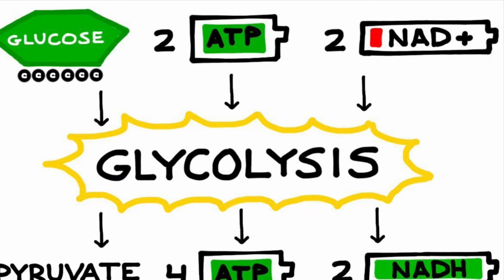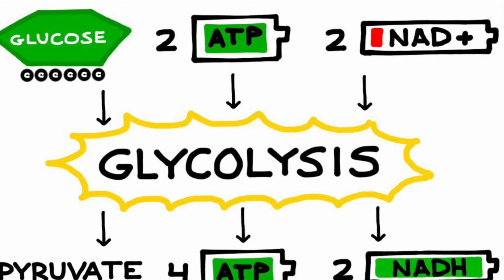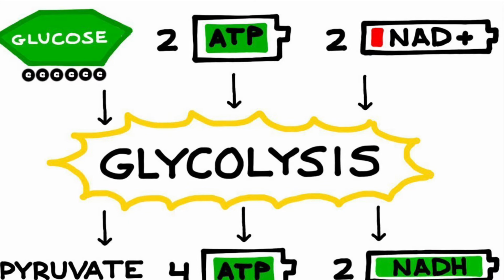Glycolysis is the splitting of glucose into pyruvate. It uses 2 ATP and it produces 4 ATP. Its net yield is plus 2 ATP. Glycolysis occurs in the cytoplasm.